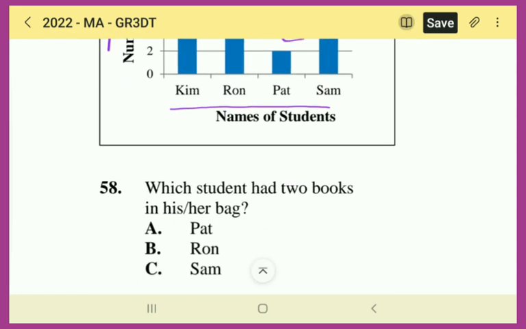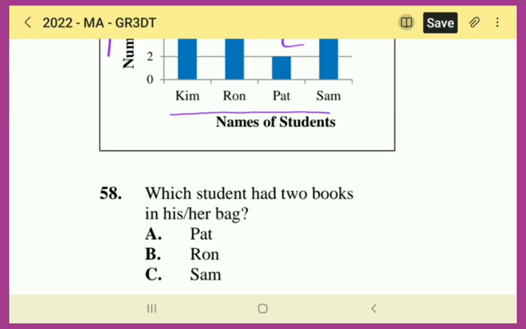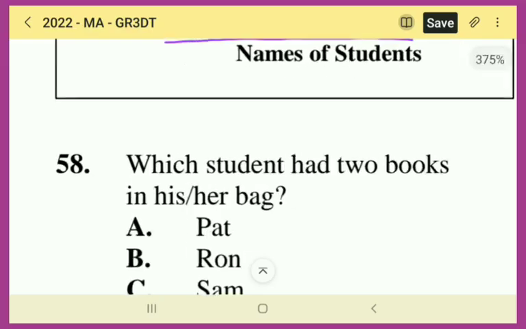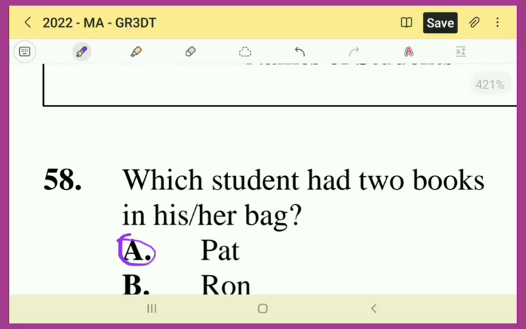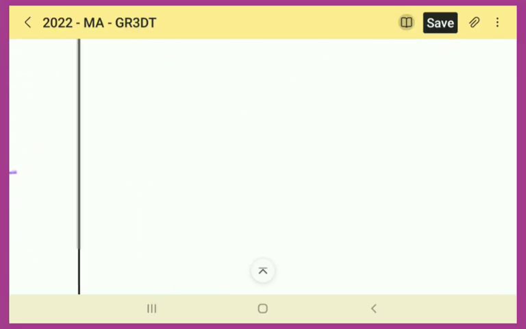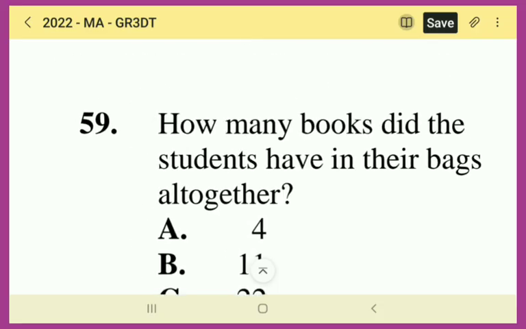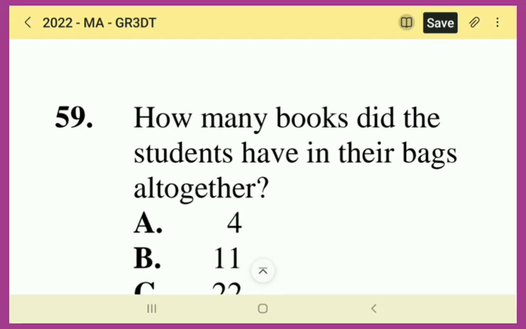Let's move on. 58. Which student had 2 books in his or her bag? Miss Pat. Oh, that is Miss Pat at A. 59. We're getting there, guys. How many books did the students have in their bags all together?